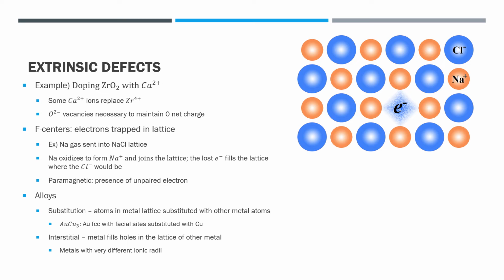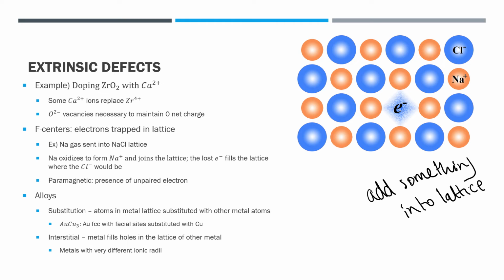Now I want to talk about extrinsic defects, right? And this is, opposite of intrinsic defects, these are caused by when you add something into the lattice, right? So the intrinsic defects were in pure lattices. Now we have extrinsic defects when I add stuff and now there's a defect. So let's give a clear example.